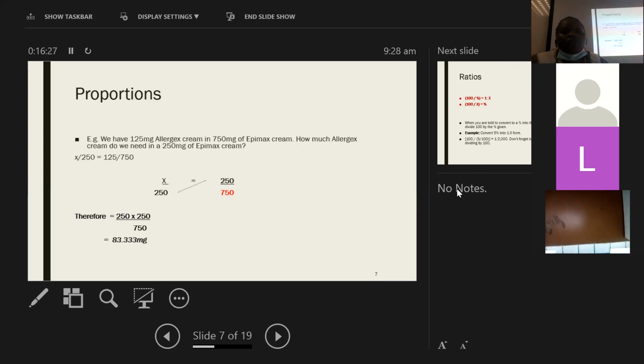Okay, so let's continue. The way I've written it is to cross multiply. You have to cross multiply in order to find what you're looking for. As indicated by the arrow, I've taken the denominator of what we have multiplied by the numerator of what we have. Then I divided that by the 750 of the big Epimax so that we can work out the X that we need. So basically, we cross multiply both ways. I've just indicated with one arrow.